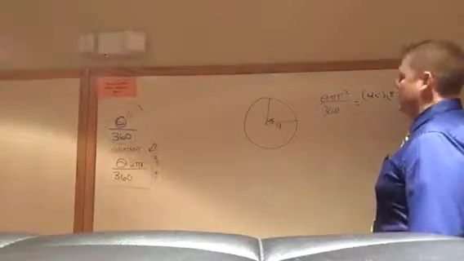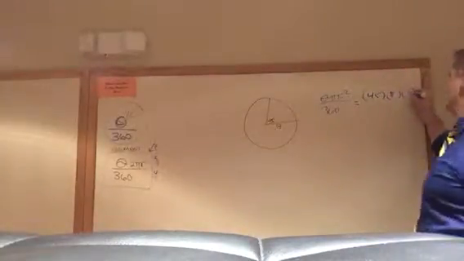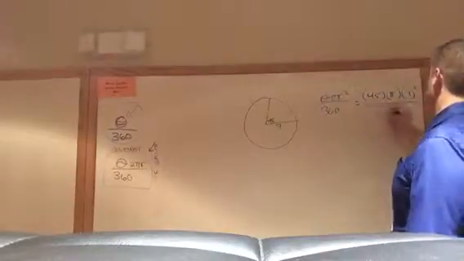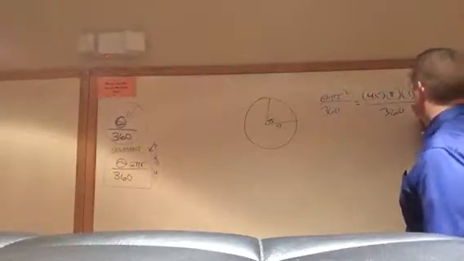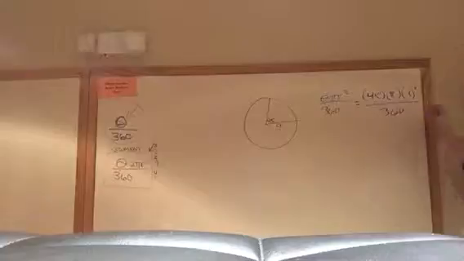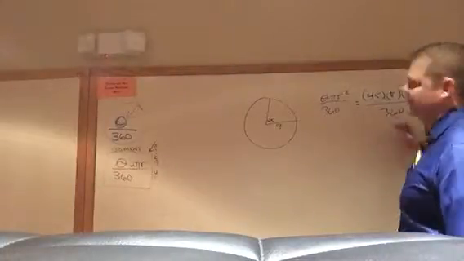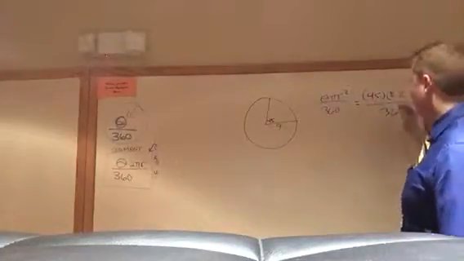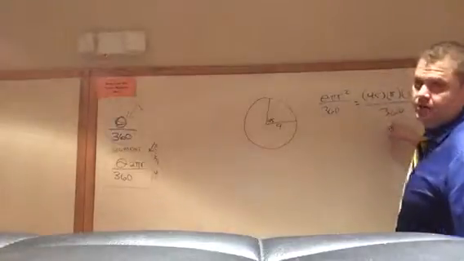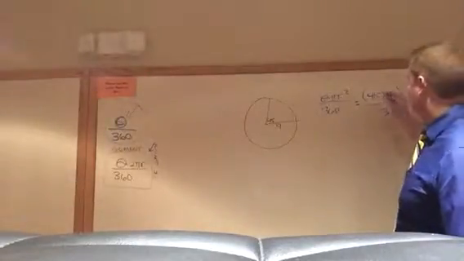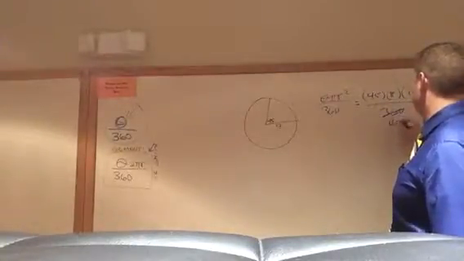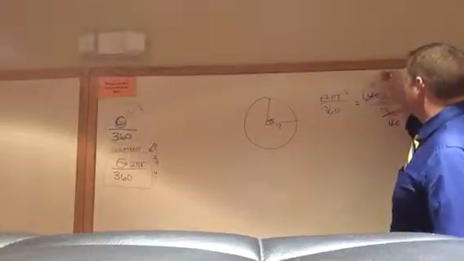45 pi r. What's my radius? 9 squared all over 360. So, what's our next step? 45 goes into 360 how many times? Well, we do know that 9 goes into both, correct? Everybody agree with me? 9 goes into 360 40 times. 9 goes into 45 5 times.